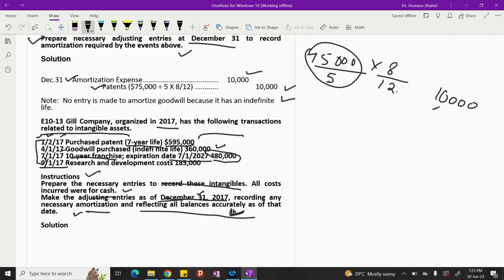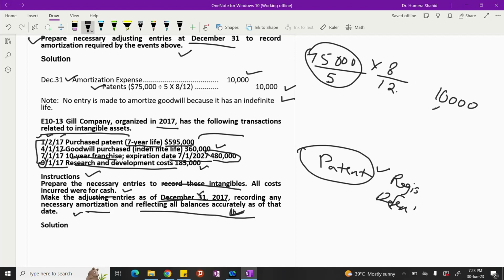9/1/2017. 9 means September 1st, 2017. Research and development cost 185,000. What did I tell you about research and development? We do a lot of research and development to do inventions. And for those inventions, we get the patents, right? And we are already very clear about patents, that patent includes the cost of just registering or defending those patents, right?